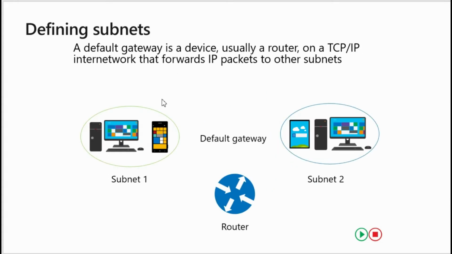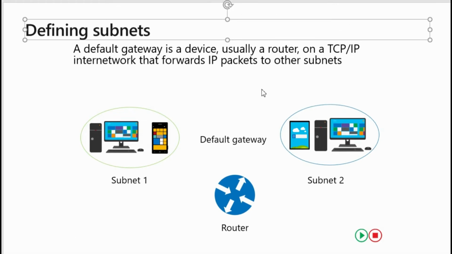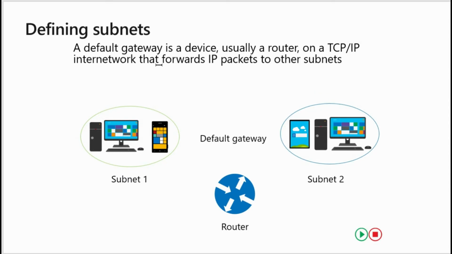Now, if you have different subnets, like subnet 1 and subnet 2, and if they want to communicate, they need a default gateway or router. A default gateway is a device, usually a router on a TCP/IP internet network that forwards IP packets to other subnets.